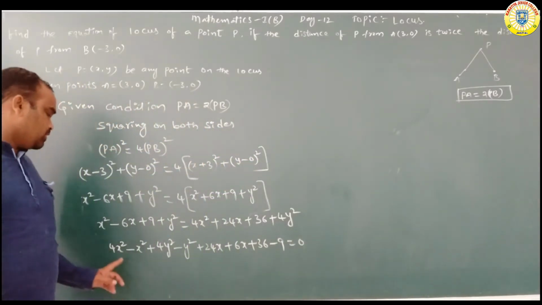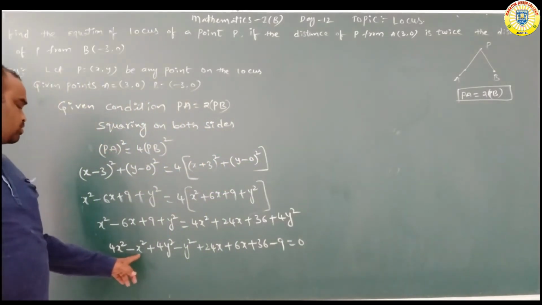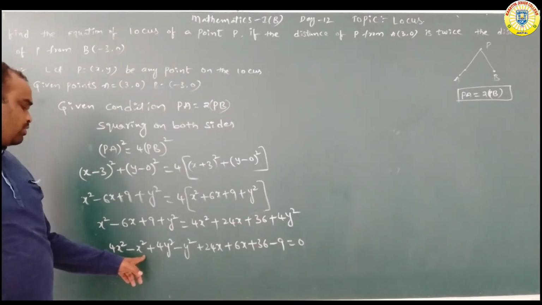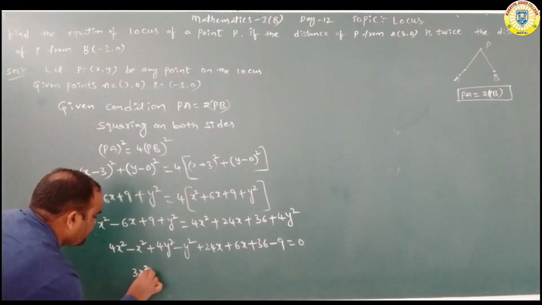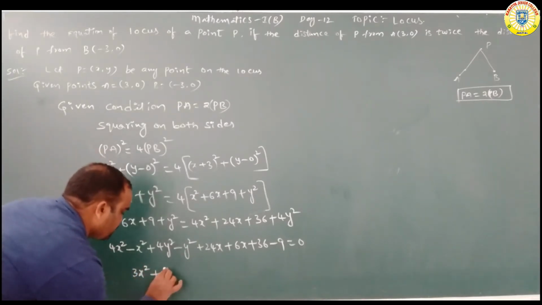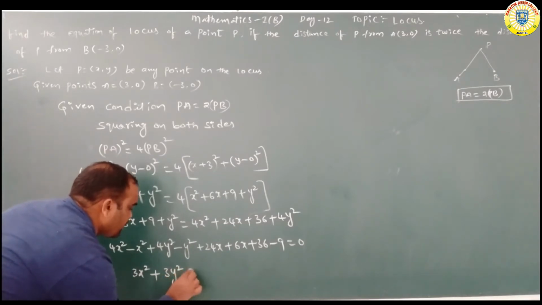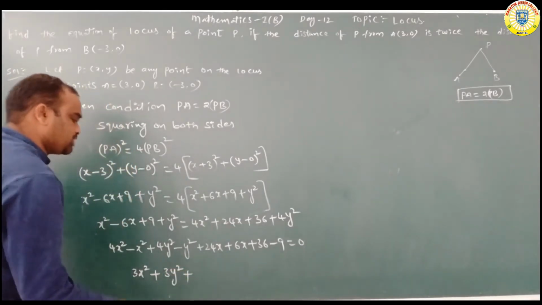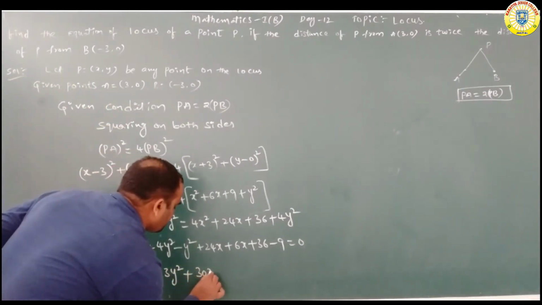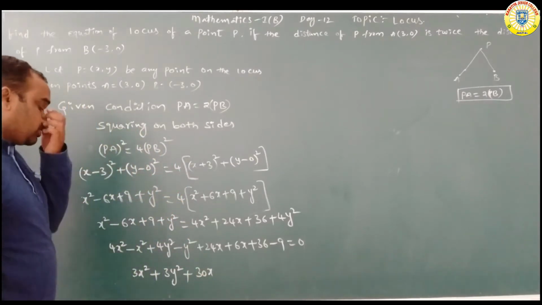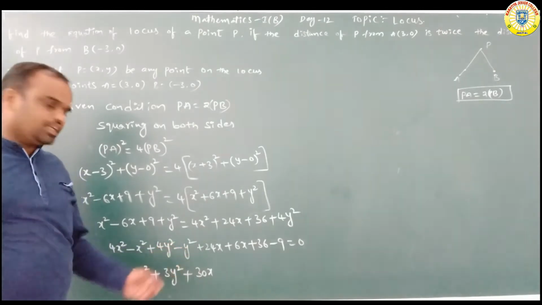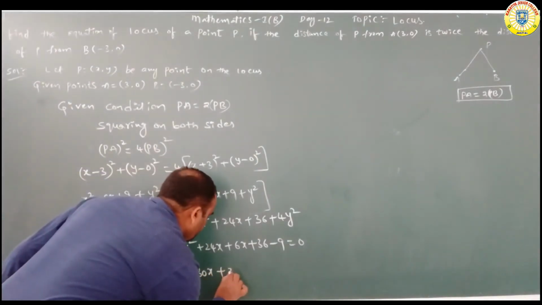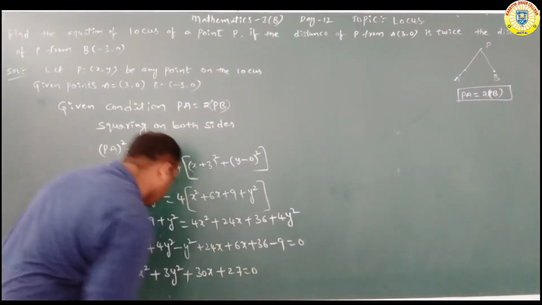Okay now, observe this one. 4x square minus x square is equal to what? 3x square. 4y square minus y square equals 3y square. 24x plus 6x is 30x. Now 36 minus 9 is 27. So 27 is equal to 0.